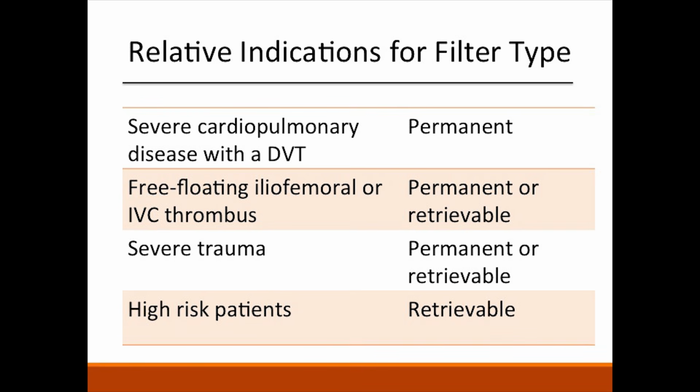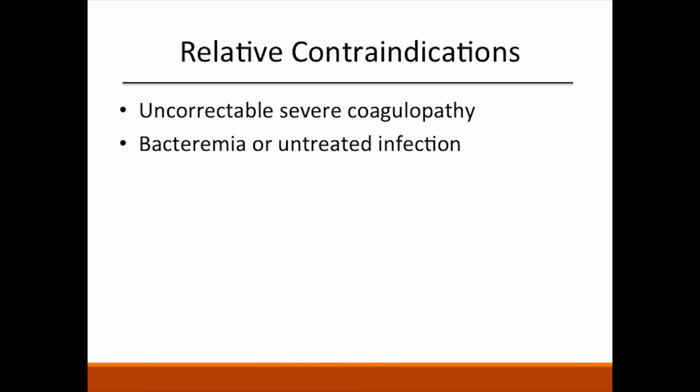Severe cardiopulmonary disease with a DVT should receive a permanent filter, while the high-risk patient, the temporarily immobilized, should receive a retrievable filter. Patients with free-floating iliofemoral or IVC thrombus or following severe trauma could receive either a permanent or retrievable filter. There are two relative contraindications for this procedure, which include an uncorrectable severe coagulopathy and bacteremia.